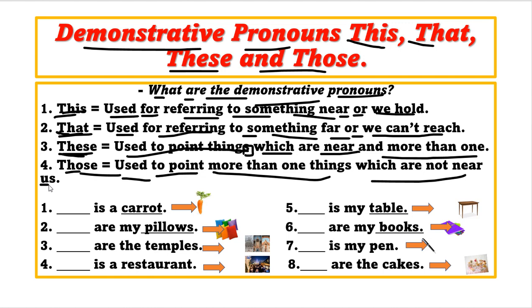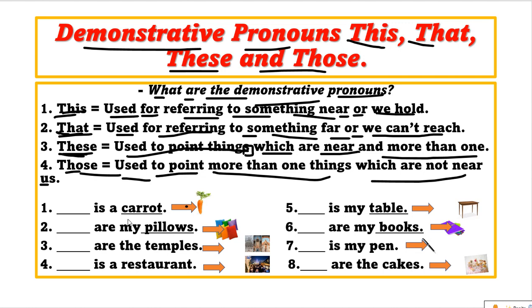Like that. Here we have an activity you must answer, using this, that, these, those. I have some examples. You see the arrow here. You must answer this, that, these, or those. Here we have the carrots, the pillows, the temples, the restaurant, the table, the books, the pen, and the cakes.